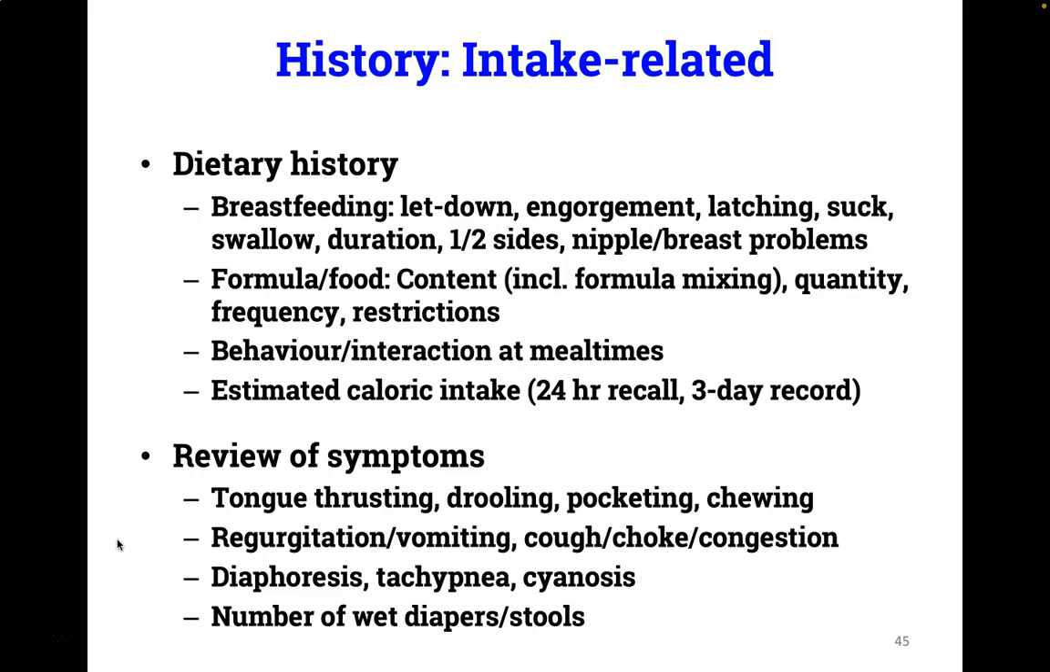So after this, there are a few things on review that will suggest difficulties with intake, such as tongue thrusting or drooling or pocketing food or chewing food, which might suggest difficulty with the oral phase. The second row there would be symptoms to ask about when you're screening for aspiration or respiratory difficulties or reflux or vomiting. The third line there would be looking for evidence of tiring with feeds that may indicate an underlying cardiorespiratory condition, given that feeding is probably the most exercise that a baby will have. And then the fourth line, asking about wet diapers and stools, is obviously very important as an indicator, a surrogate of the adequacy of volume intake.